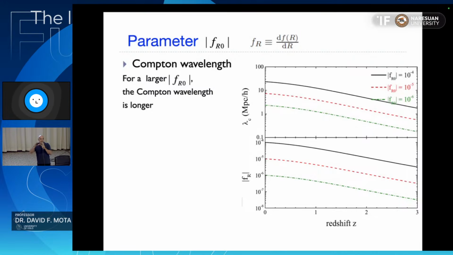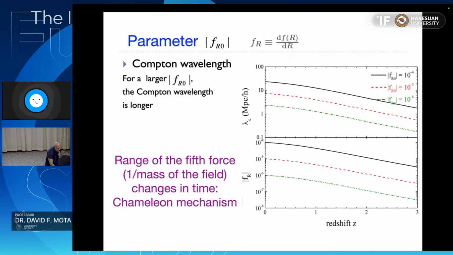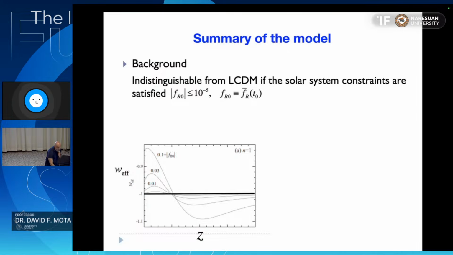So the range of the fifth force will become more important today, and it will affect larger and larger scales. But of course, the range of the fifth force depends on whether I'm at 10 to the minus 4, 10 to the minus 5. So this is the choice of parameters. This 10 to the minus 4 f_R0 today is around 20 megaparsec, while when f_R0 is 10 to the minus 6, it is about 2 megaparsec. So the range of the fifth force depends on the choice of my parameters. So let's give an example. Very good.